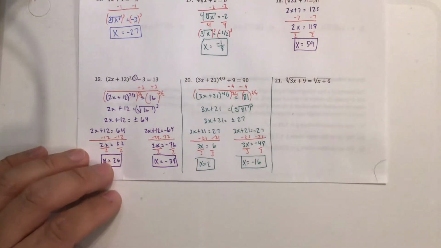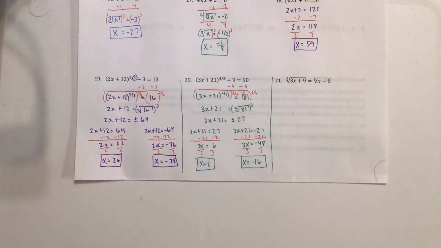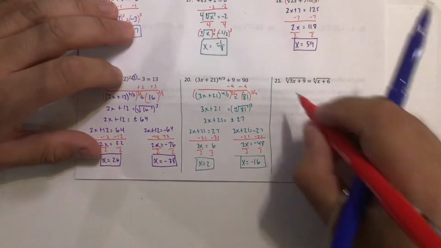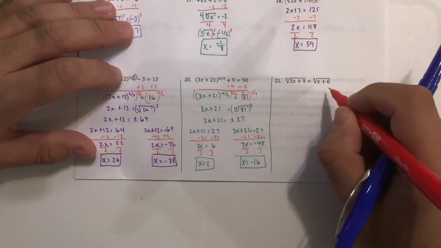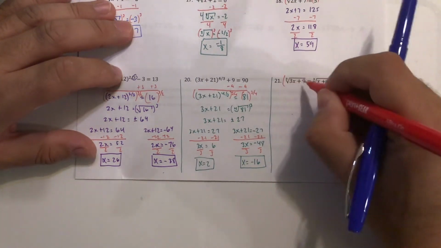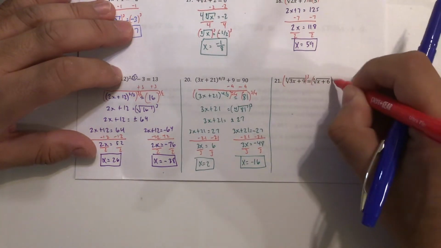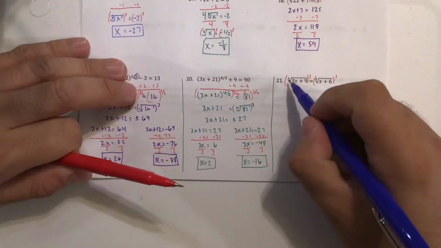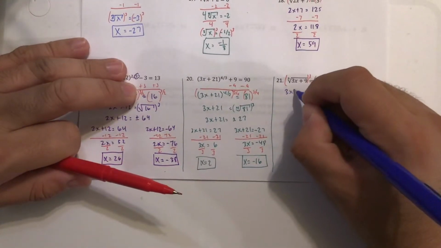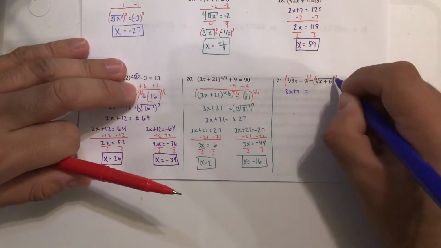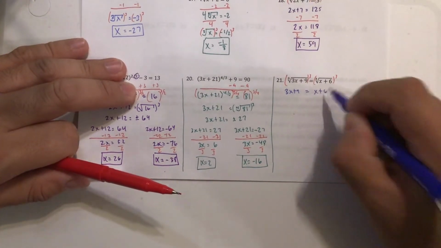All right, on to the last one for this part here, for the front. So we have a cube root equals a cube root, so there's no numbers on the outside. So what we do to get rid of this is just cube both sides. So the cube root and the cube cancel, leaving me with 3x plus 9. Again, cube root, cube cancel, leaving me with x plus 6.